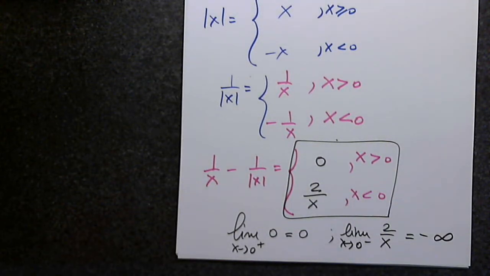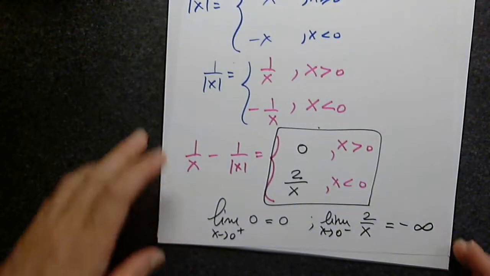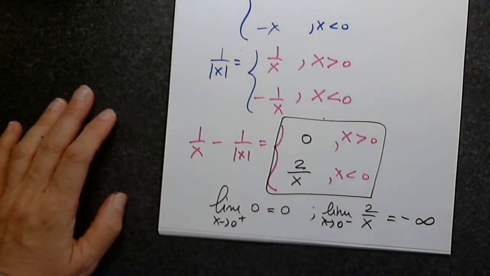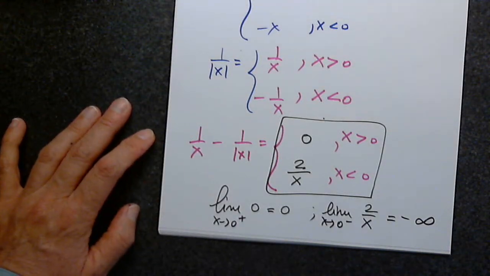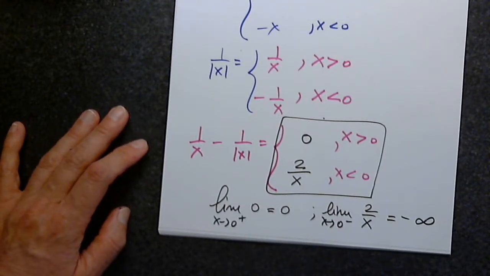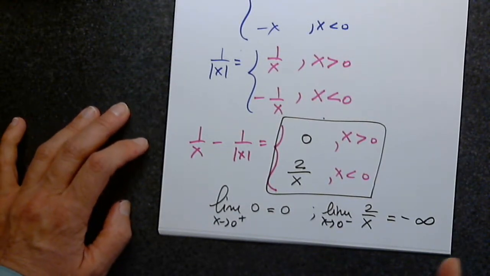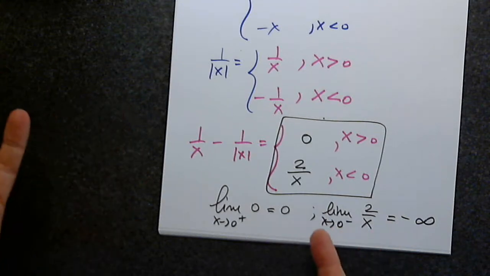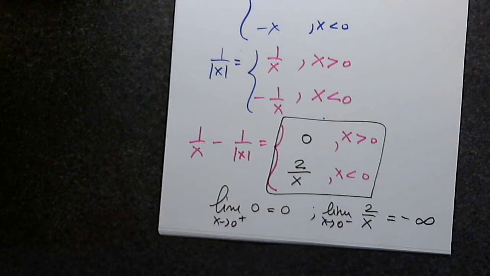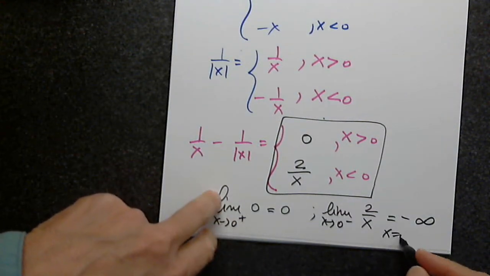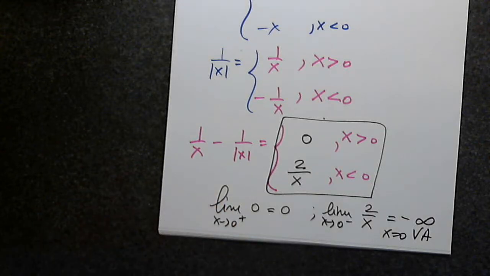Very good. What if we're asked to find the limit from either side? It does not exist. Correct. What about x equals 0? Is that a vertical asymptote or not? Yes. If at least one or the other, or even both, it's fine too. But if at least one or the other is negative or positive infinity, then x equals 0 is a VA. Very good.